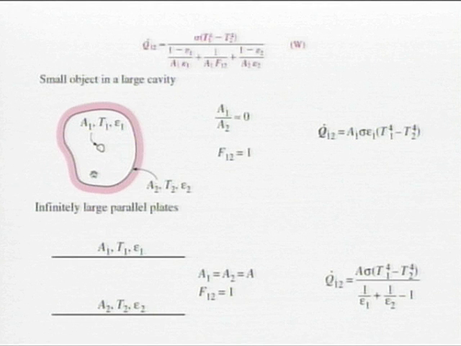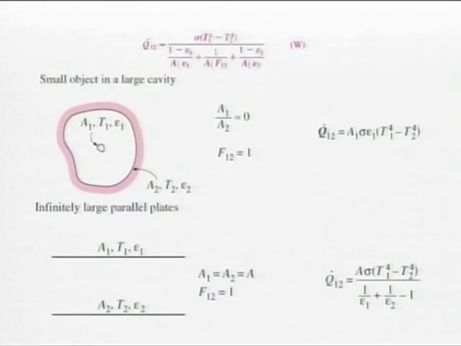Small object in a large cavity, very straightforward. A1 by A2 is approximately equal to 0, view factor F1 to 2 is almost equal to 1, therefore we can deal with it exactly like a black body. My question is, can we quote any example for this? Yes. Steel ball, or maybe a small thermocouple I have put inside for measuring the furnace temperature. So usually for furnace, we will see directly that equation. We keep wondering how did it come? So this is how we understand.